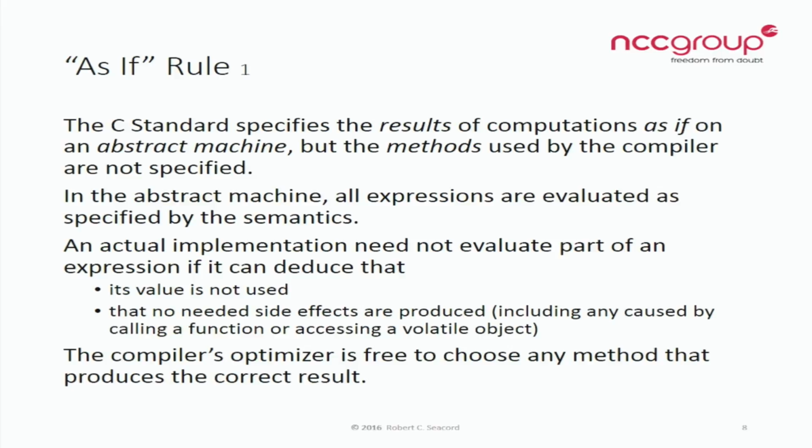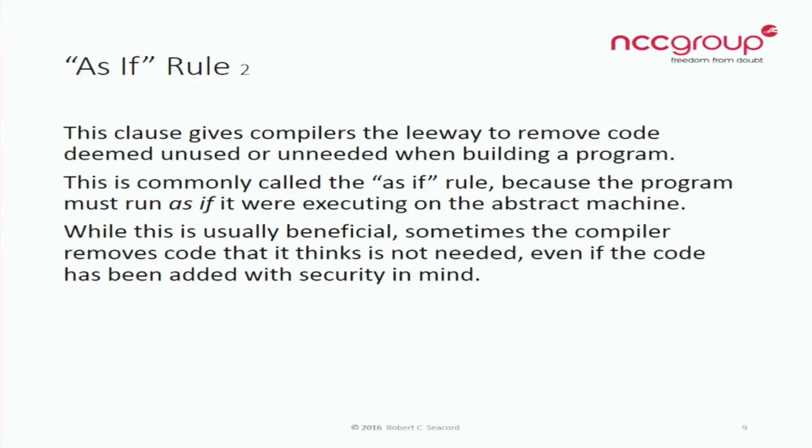So the C standard has something known as the as-if rule. This basically says that the standard specifies the results as if on this abstract machine that's very detailed, but doesn't specify the methods that implementations must follow. In the abstract machine, everything's evaluated as specified by the semantics, but actual implementations really can choose any method they want that produces the same results.